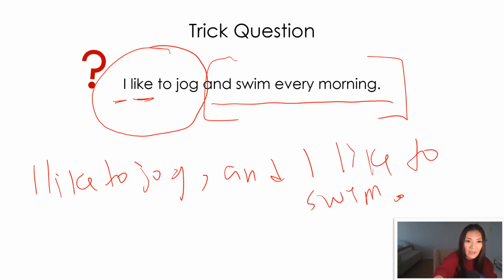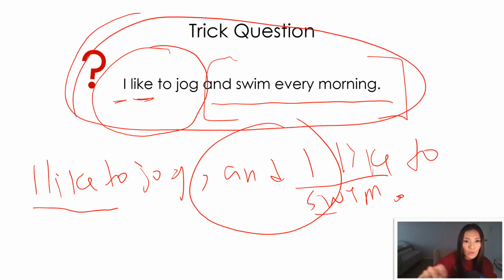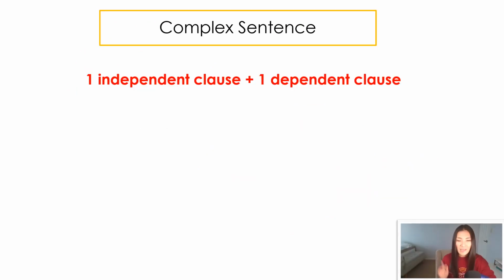I like to jog is an independent clause, and I like to swim is a separate independent clause. In this situation, it would be a compound sentence because there are 2 independent clauses. However, in this original example, there's only one independent clause, so it's actually a simple sentence. Now let's talk about complex sentence.